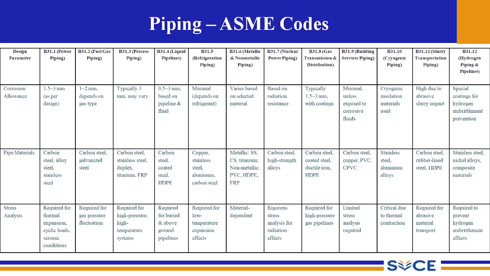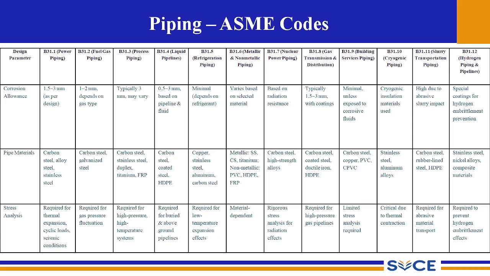Then for slurry transportation piping, it is highly abrasive, slurry impact is present. So we need to go for a high corrosion allowance because the abrasive effects of the slurry transport have to be taken care of. So we have to provide a very high value of the corrosion allowance. Then the pipe materials will be carbon steel, rubber lined steel and HDPE, and the stress analysis is required for a highly abrasive material transport.